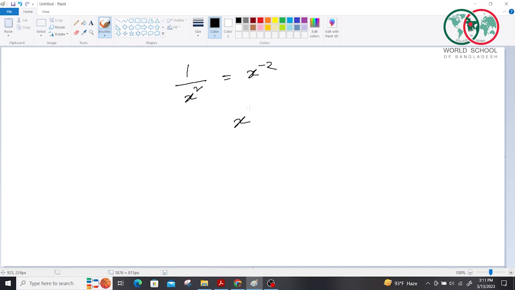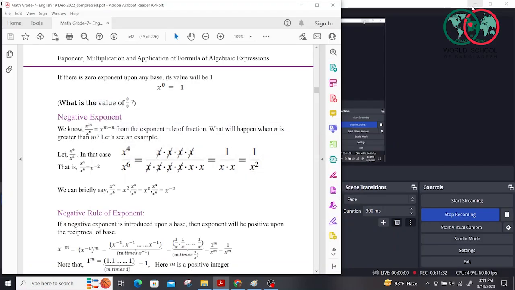Suppose we are given x cube divided by x to the power 5. So what will be our result? x to the power 3 minus 5. It becomes x to the power minus 2. We can write this as 1 over x square. Okay, and that's it for this topic.